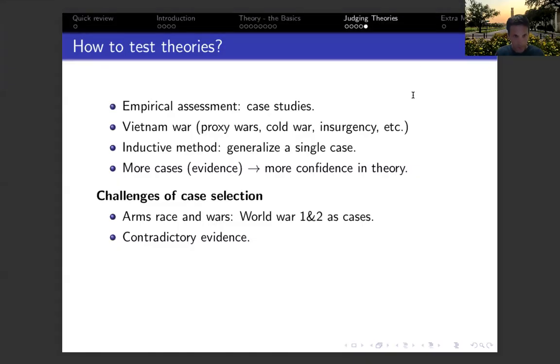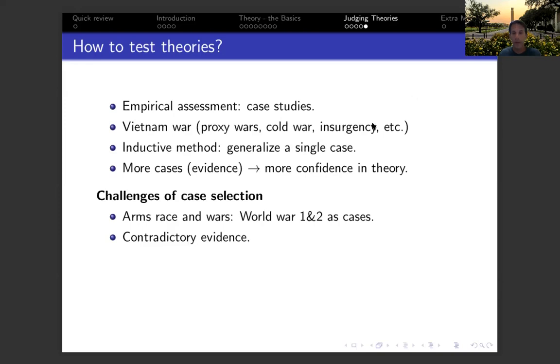Now, the selection of relevant cases for testing the theory is a very complicated task and is very crucial when we conduct our research. For example, if we go back to arms races and the likelihood of war, we can select as cases that support our theory World War I as well as World War II. But at the same time, there are many examples of wars that did not follow an arms race.